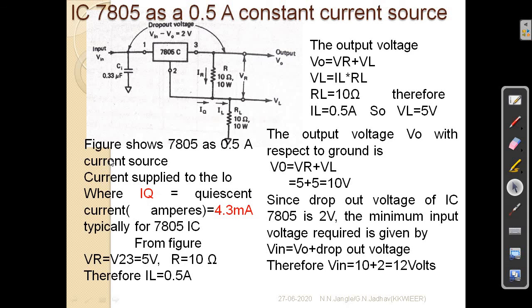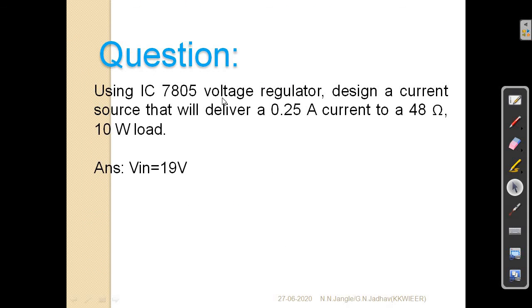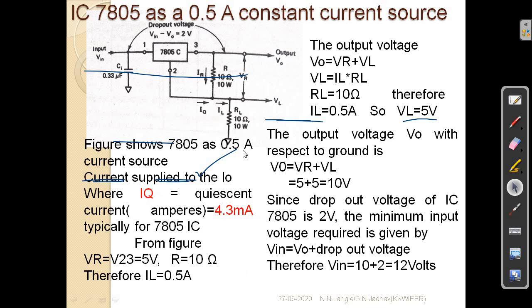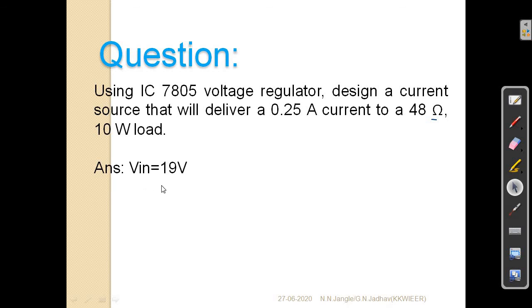There is one activity for you. Using the IC7805 voltage regulator, design a current source that will deliver 0.25 ampere current to a 48 ohm 10 watt load. You note down this problem and you will find your answer is 19 volts. Cross check your answer by solving the problem in this same way. So this is about designing a constant current source using IC7805.